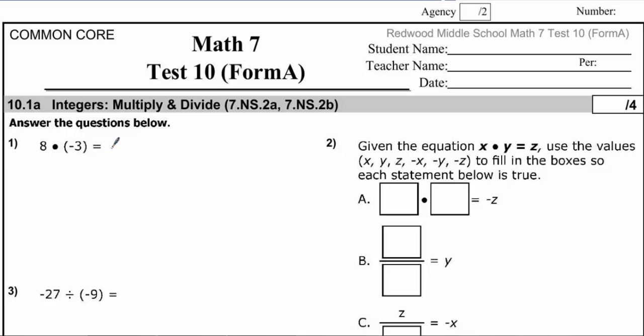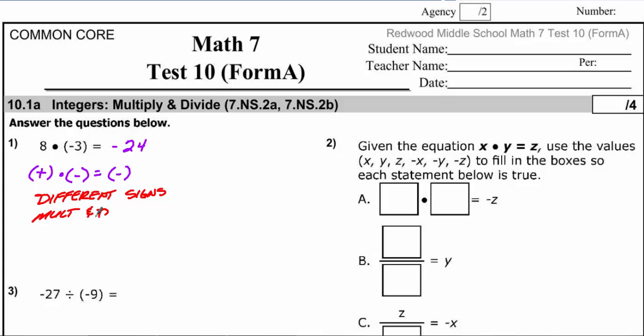8 times 3 is 24. Since we have one negative and one positive, our answer is negative 24. Rule to remember: when you multiply a positive number times a negative number, you will always get a negative number because you have different signs. So different signs will always result in a negative number. Now remember, this is only multiplication and division. You cannot use this rule when you add or subtract. So different signs, multiplication and division, will always be a negative answer.